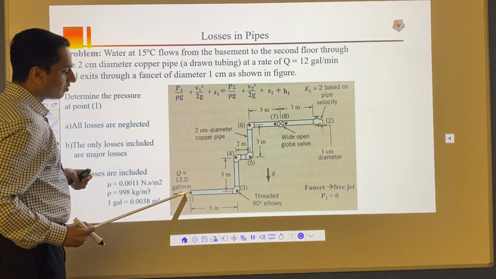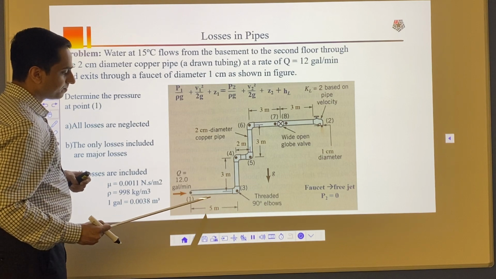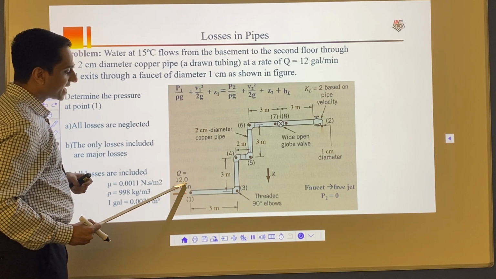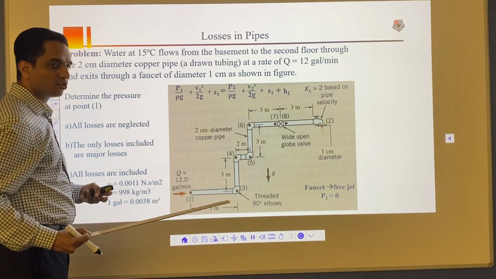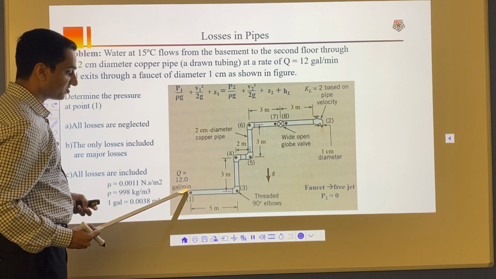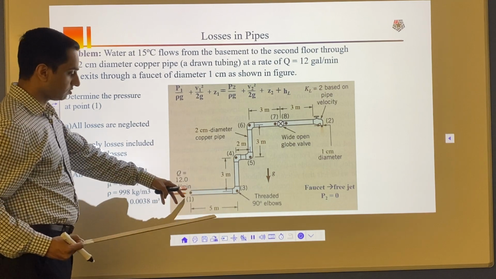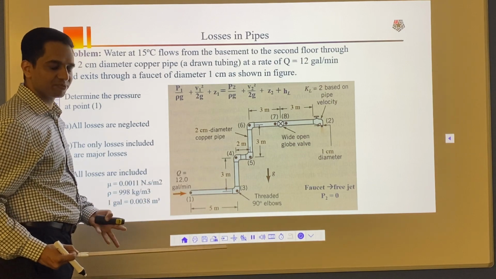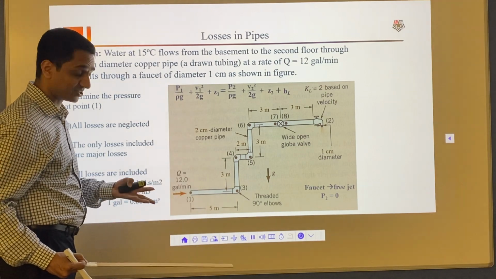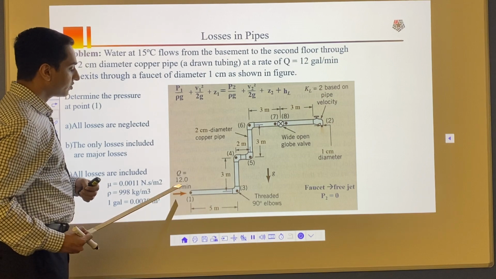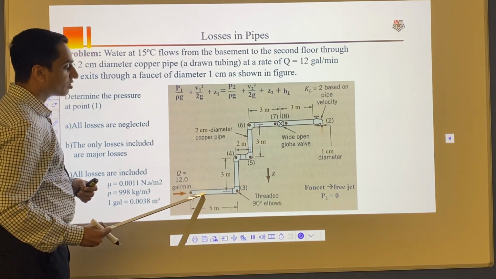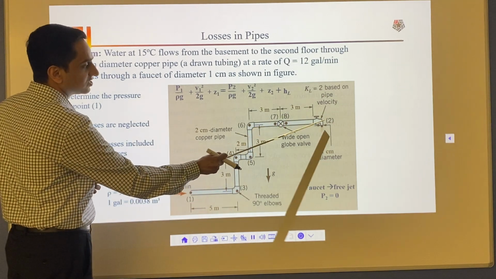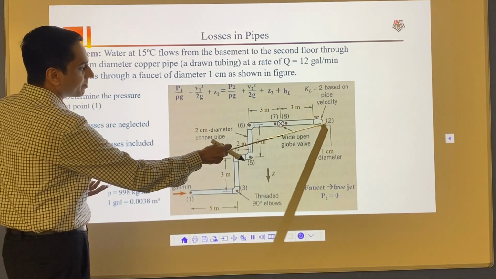You can read that in the problem, it's on the second floor. Now the water in this pipe is flowing at 12 gallons per minute. That's the flow rate given here. Whatever the flow rate, we have to convert it into meter cubed per second to calculate velocity in meters per second. That's needed to understand. So water is flowing 12 gallons per minute. Let's say a faucet is open and it's coming out here.